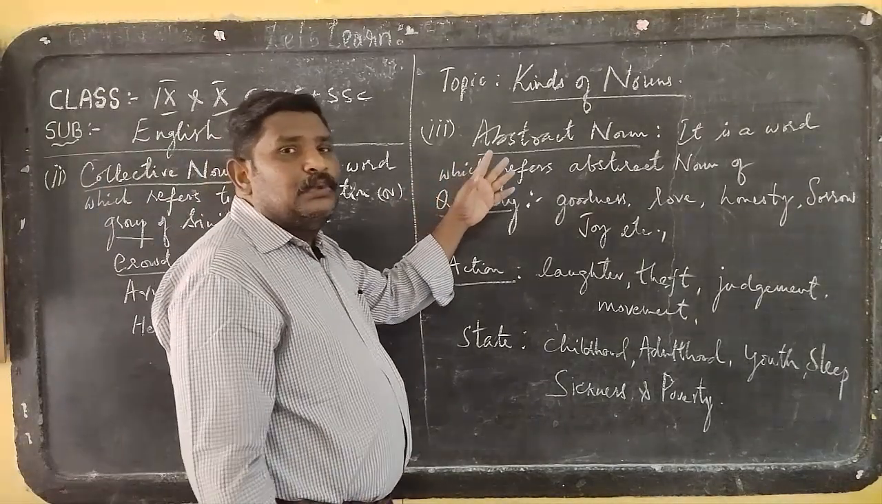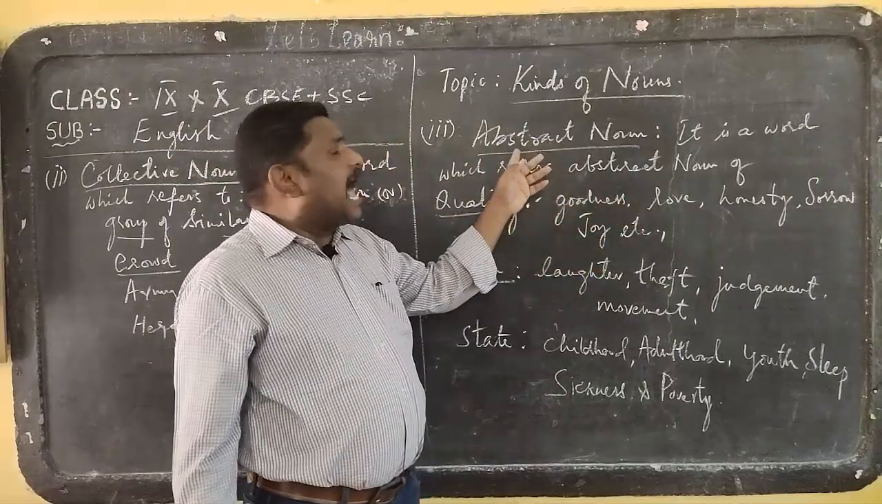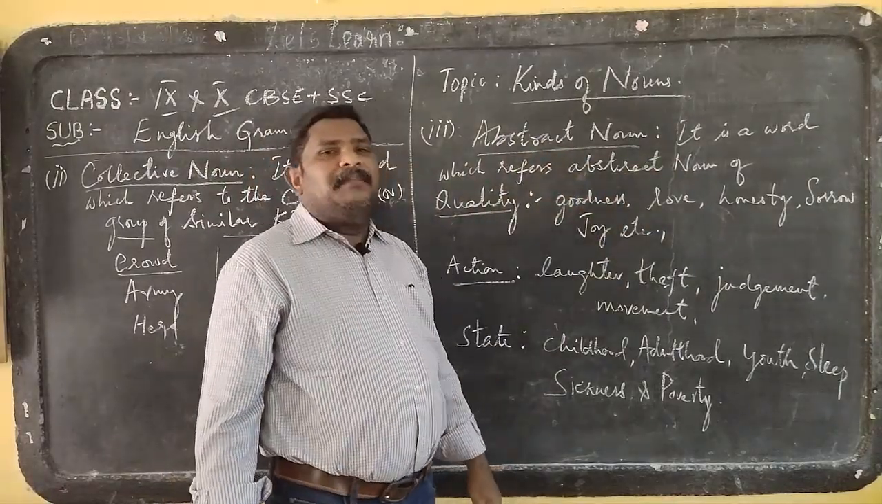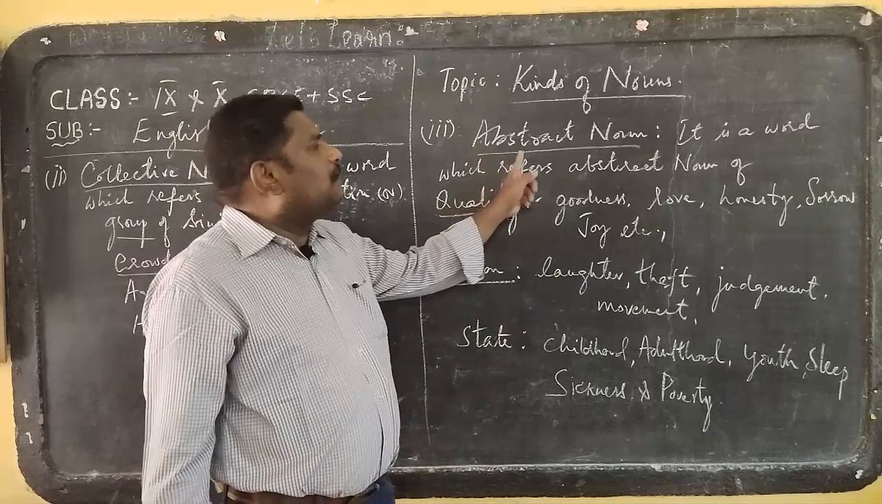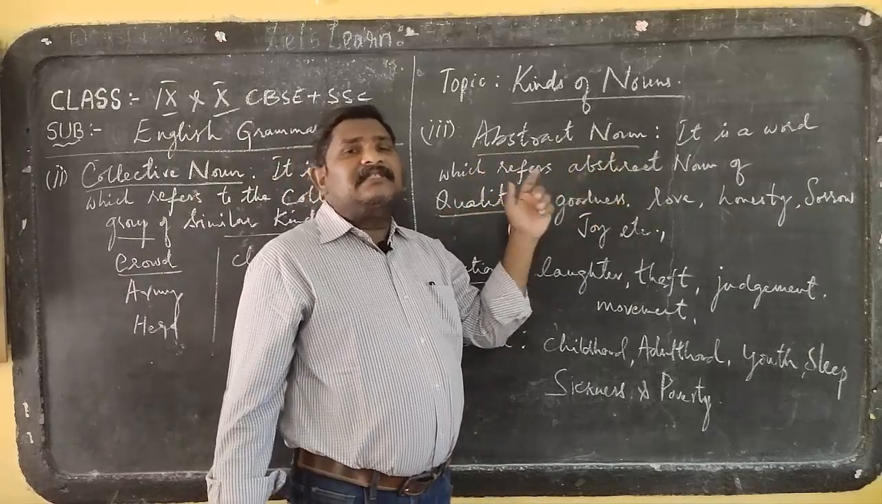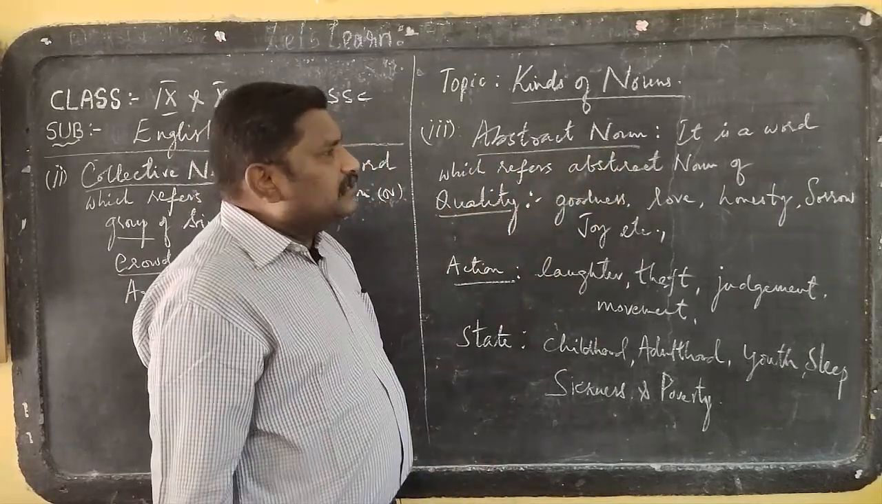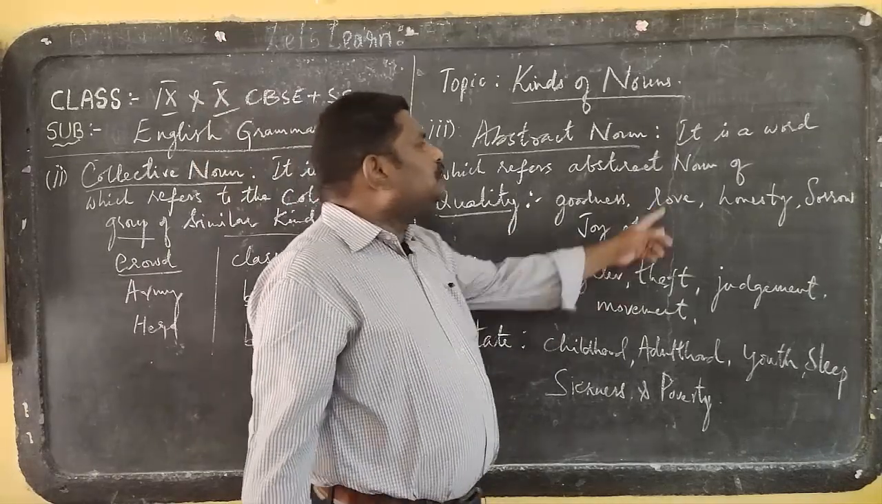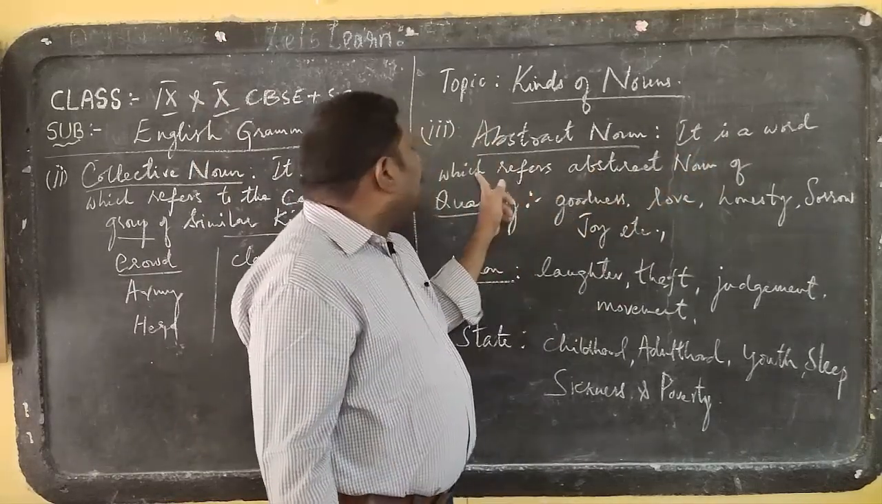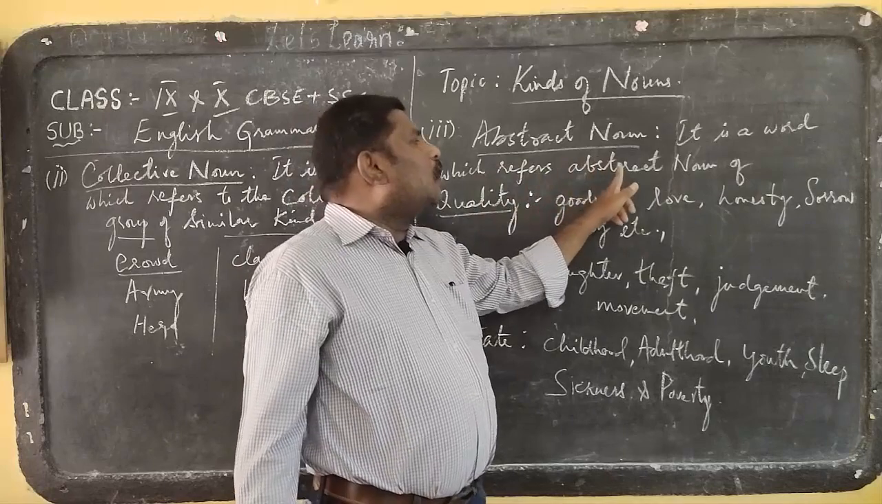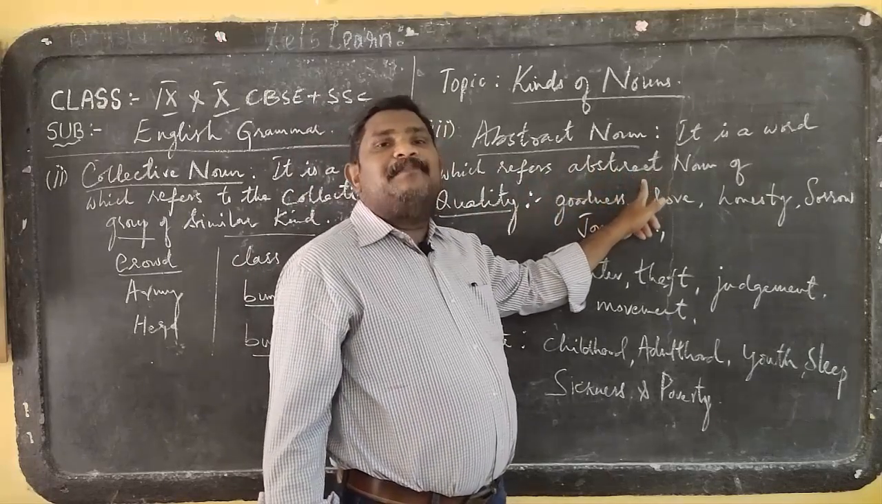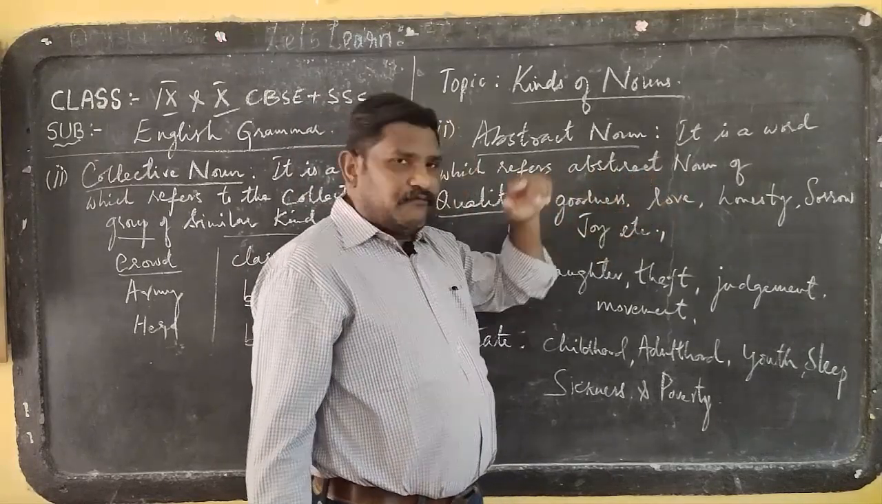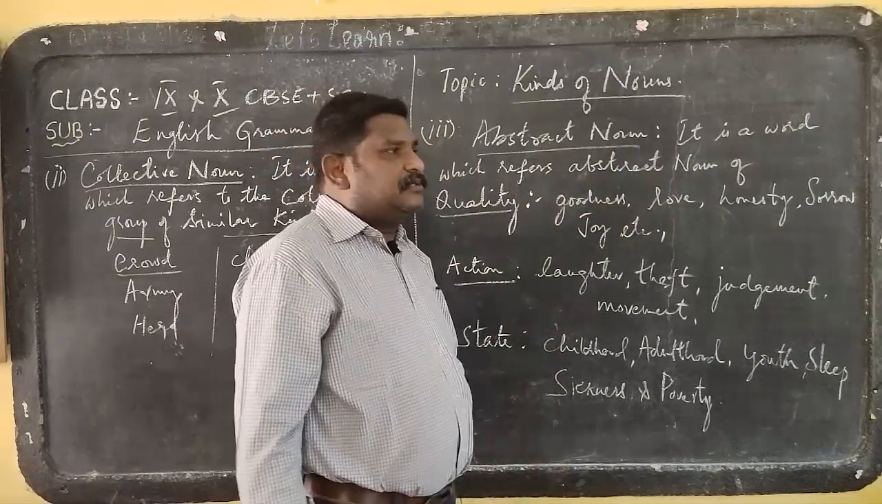Let us enter into the third noun. This is abstract noun. I repeat again, it is called abstract noun. Let us study, children, what exactly this abstract noun is. Abstract noun is a word which refers to abstract things. This can be studied in three forms.